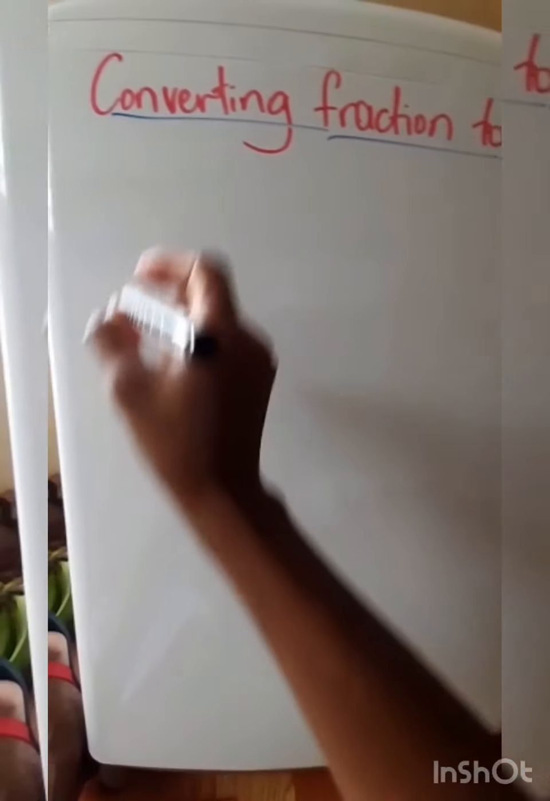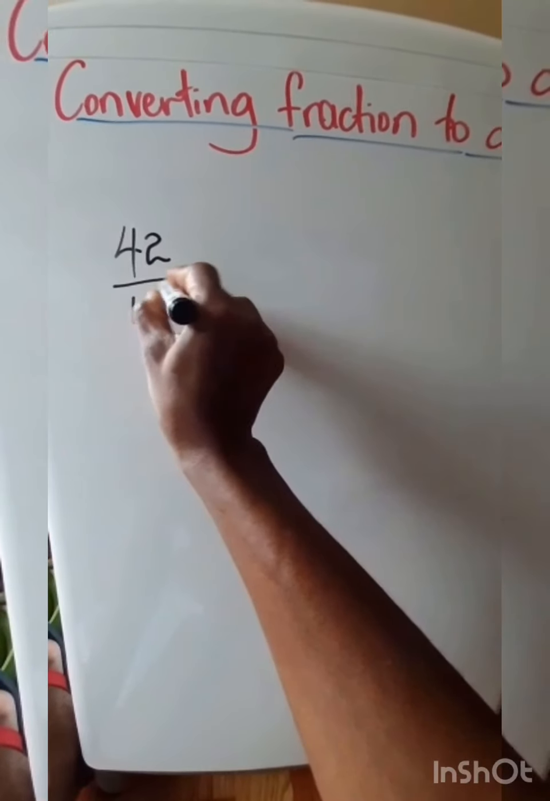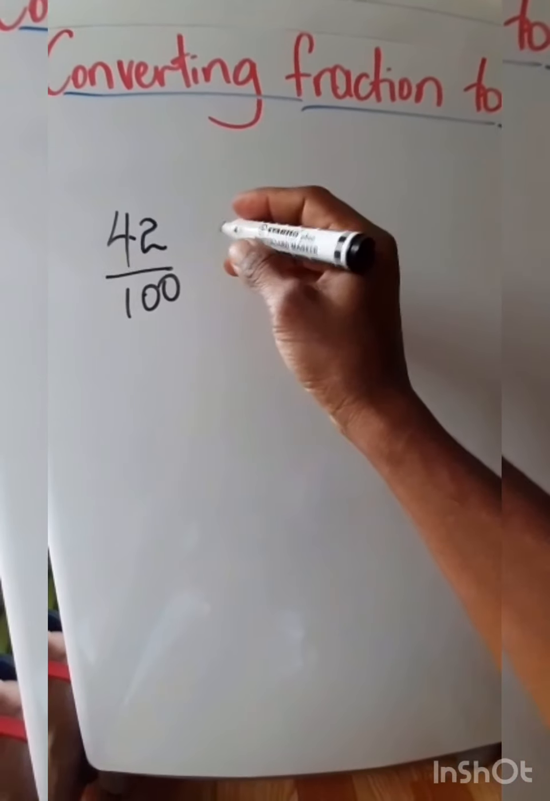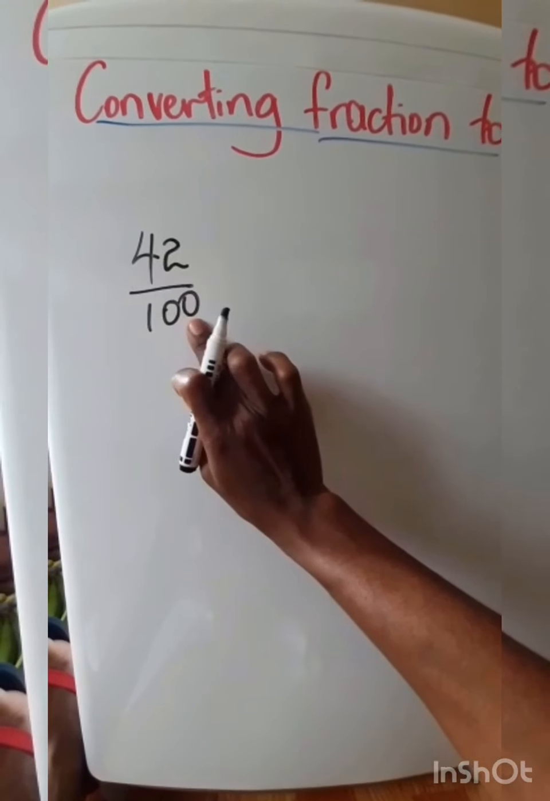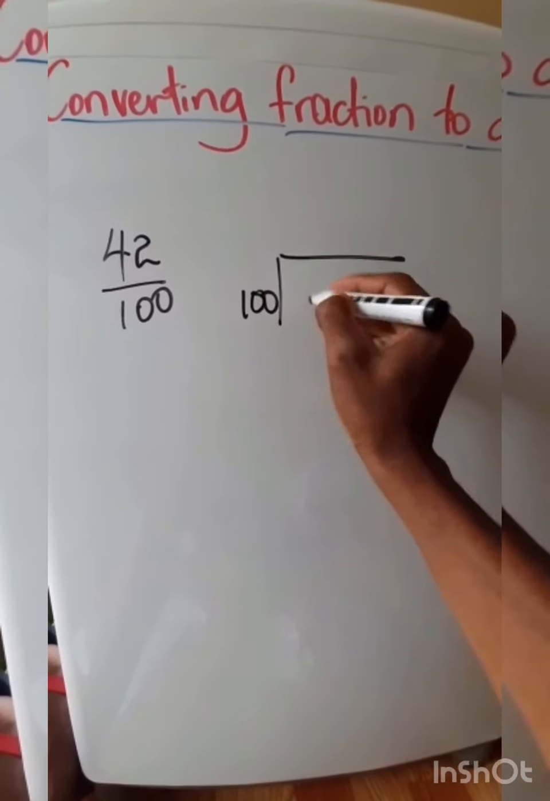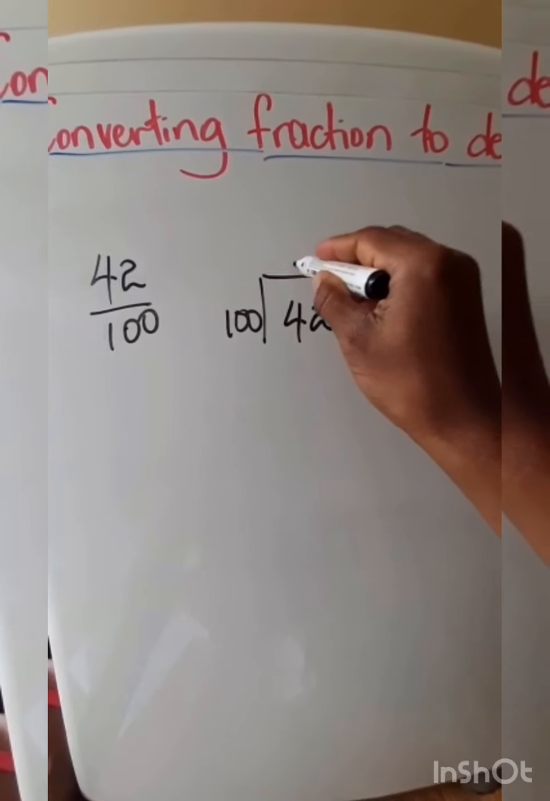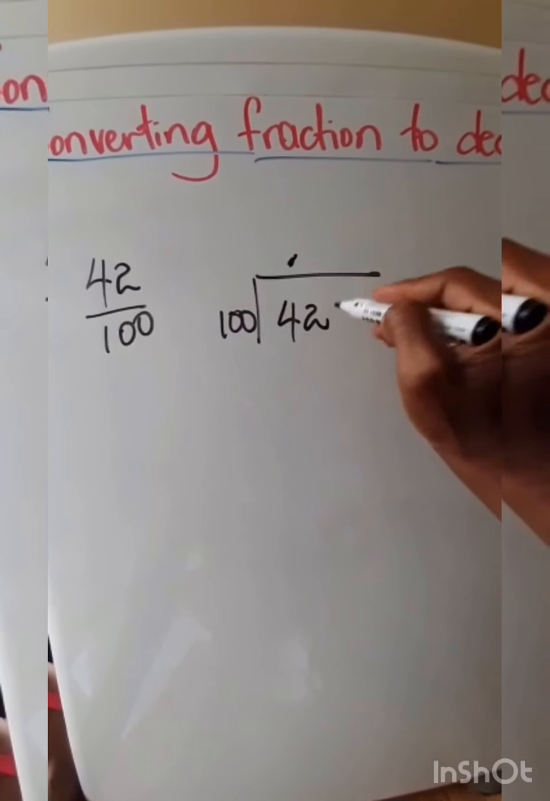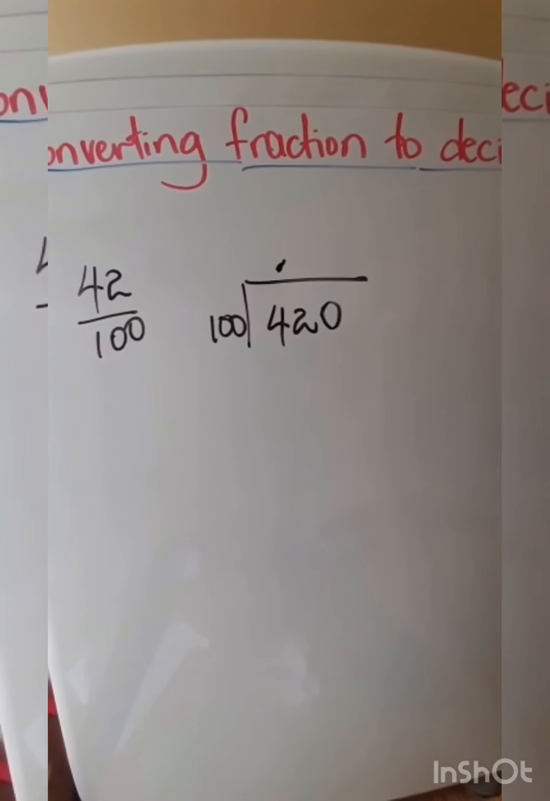Our next question will be 42 over 100, converting it to a decimal. The same, we divide our denominator into our numerator. So that's 100 into 42. We say we can't. So we add our 0 to this, and we end up with 420.